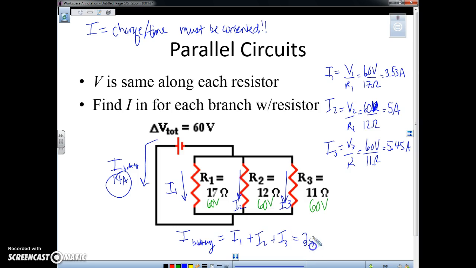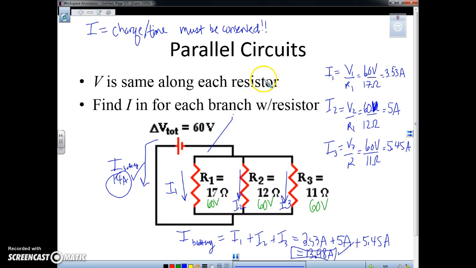So 3.53, this is just a way you can check your work. You don't necessarily have to check it. It's a good way to see if you're right, but also it's a good way to find a missing current if you are missing a current, like in an AP open-ended problem or AP multiple choice. So I enter this into my calculator and I get 13.98. And as you can see, this is pretty close to our 14 right there, just like that.